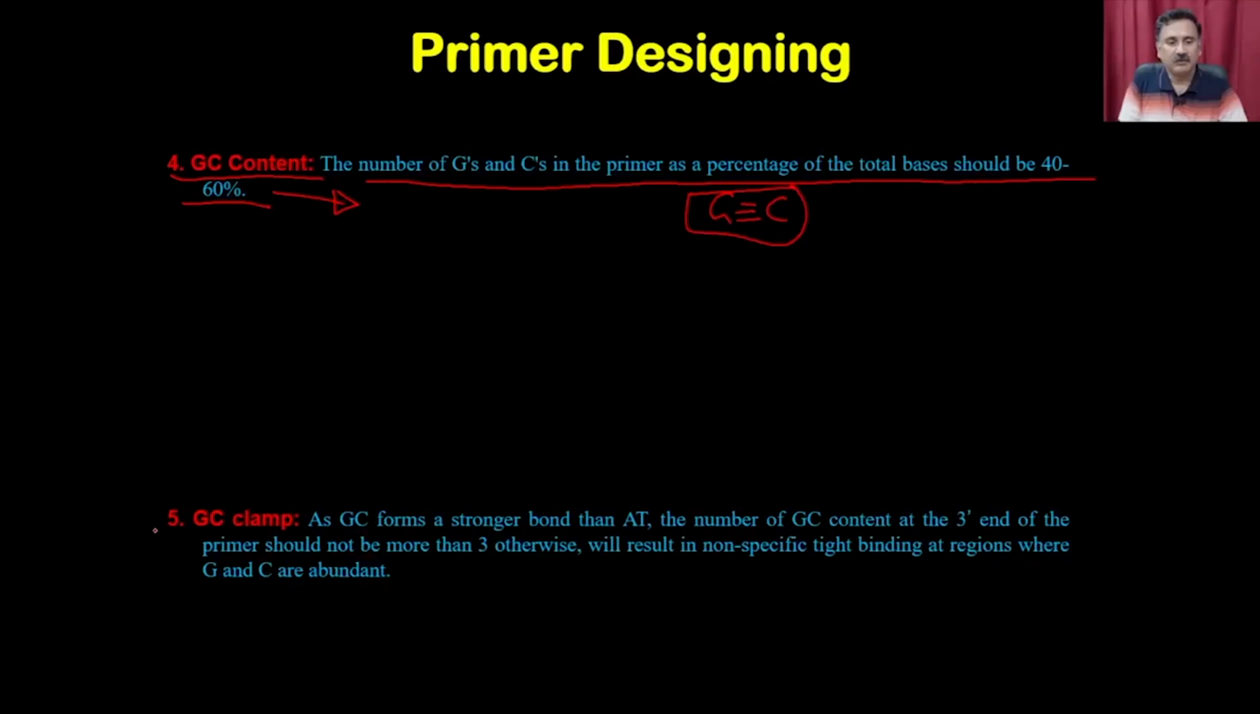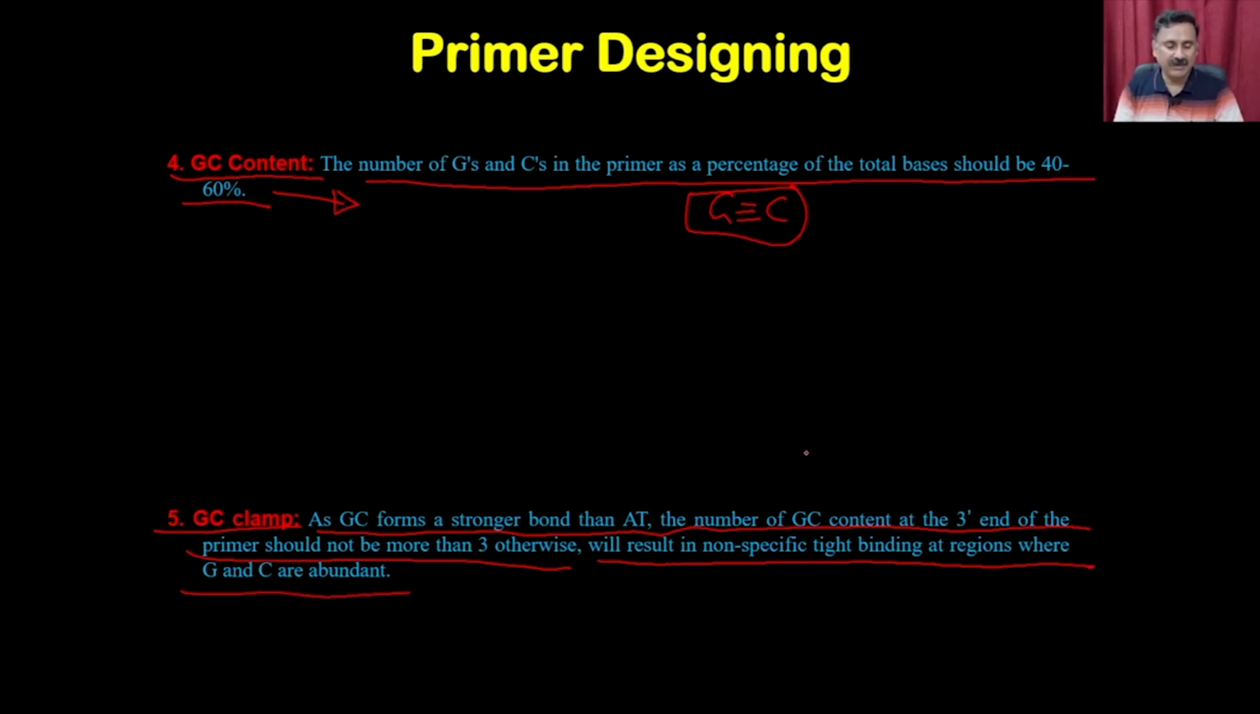Then you also need to look at the GC clamp. A GC clamp forms a stronger bond, and the number of GCs present at the 3' end of the primer should not be more than 3, otherwise it will result in non-specific tight binding in the region where G and C are abundant. So a GC clamp is going to be formed at the end of the template, and we should avoid a lot of GC at the end, because otherwise it's going to bind at the end, okay, and it's going to form the GC clamp.